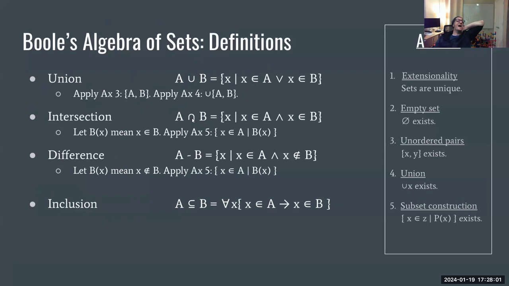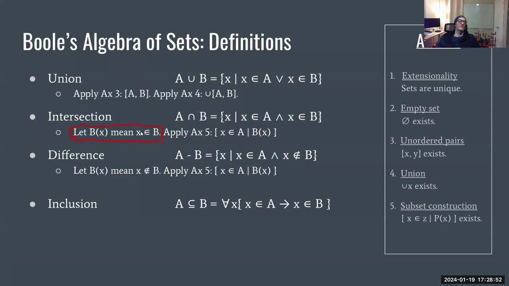Hey, how can we take the intersection of two sets? All right, well, what we're going to do is create a new predicate called X is in B. And then we're going to apply axiom 5, the subset construction axiom, with this predicate to set A. In other words, think of A intersect B as the set of all X that is already in A that also satisfies this property, the property of being in B. Specifically, it's the subset of A consisting of all the elements satisfying the property of also being in B. So there it is.